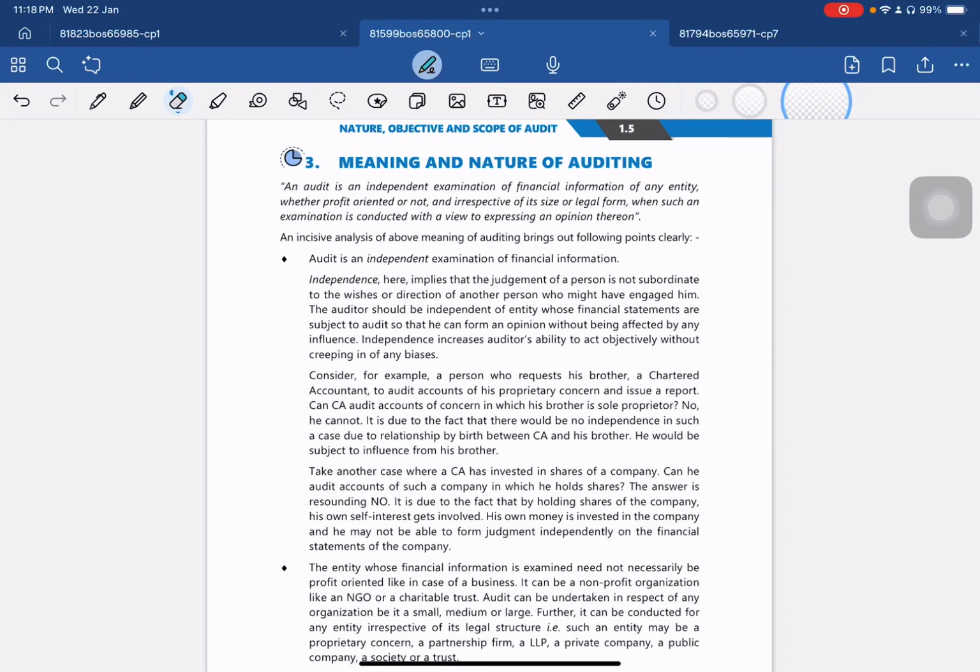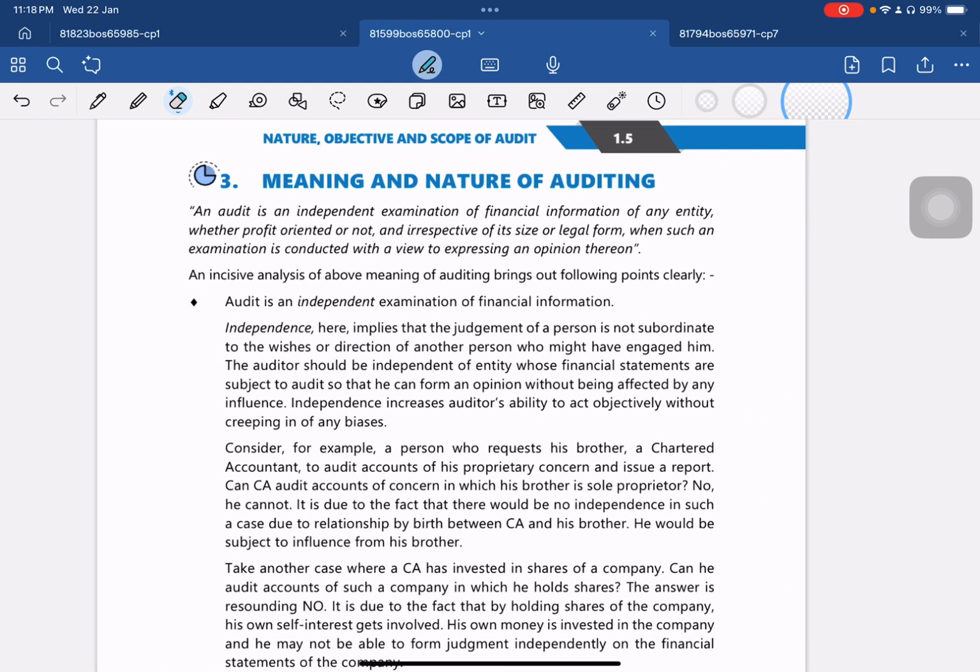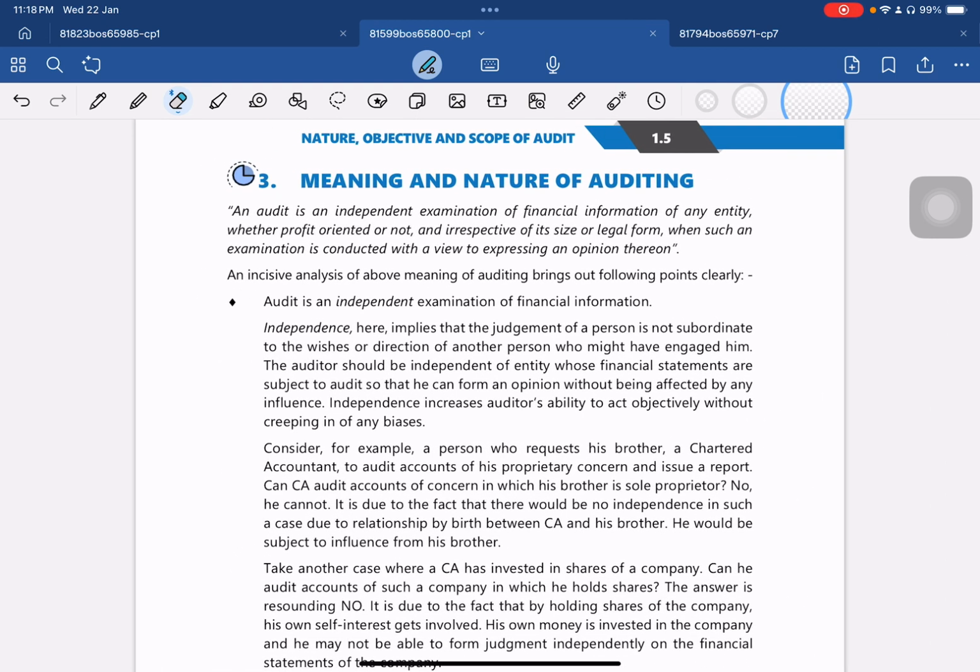Let's start the first chapter of Inter Audit. So, what is audit? Basically, audit is independent examination of the financial statements of an entity, whether profit oriented or not. Basically, what does this mean? Audit is independent examination.